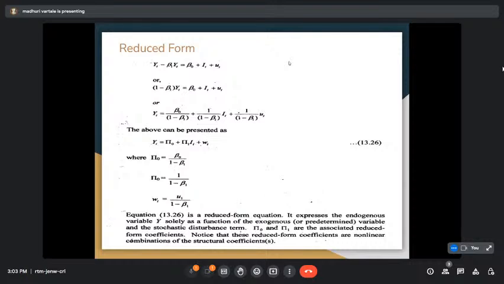Here, I0 and I1 are the associated reduced form coefficients. Notice that these reduced form coefficients are non-linear combinations of the structural coefficients.